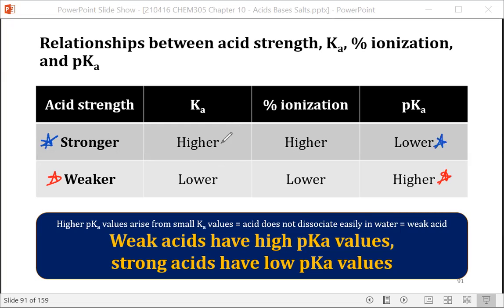So it's the opposite if you're ranking things. When you're ranking by pKa, it goes in the opposite direction compared to Ka. And again, that's because pKa is the negative log of the Ka. So by taking the negative log, that's why a high Ka value results in a low pKa value. Just like a high hydronium ion concentration when you're finding the pH results in a low pH.